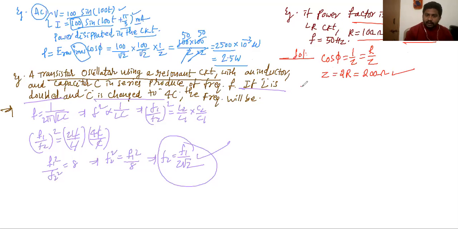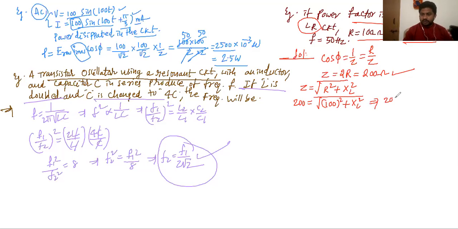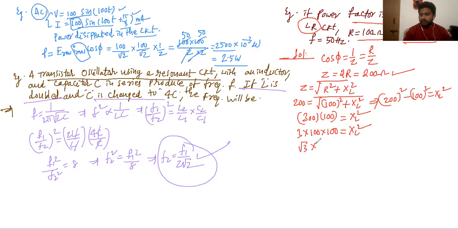Z is there and R is also there. Let's start. Z is equal to square root R square plus XL minus XC whole square. XC is not there, because only an LR circuit is given. So Z is 200, which is equal to square root of 100 square plus XL square. Apply square on both sides. 200 square minus 100 square is equal to XL square. This is the A square minus B square formula, A plus B into A minus B, which is equal to XL whole square. So I can write it as 3 into 100 into 100. If you apply square root on both sides, it will be root 3 into 100. So this is XL.